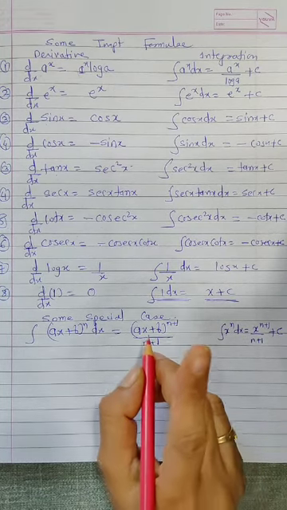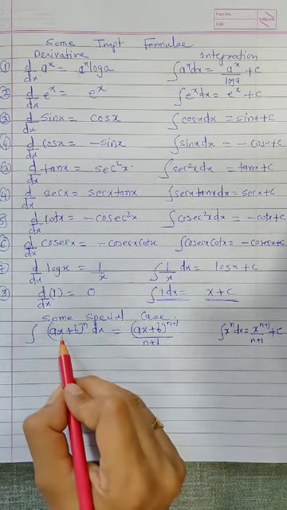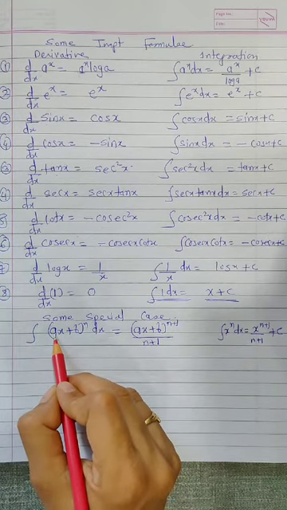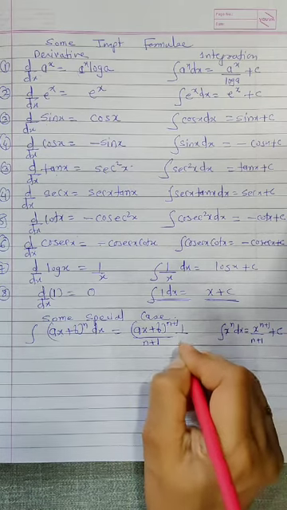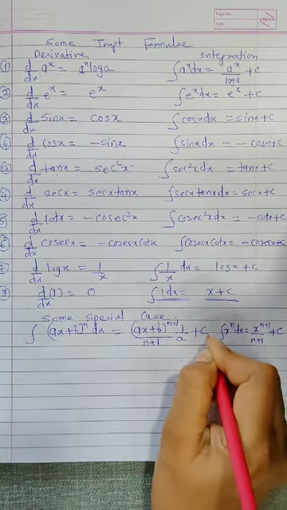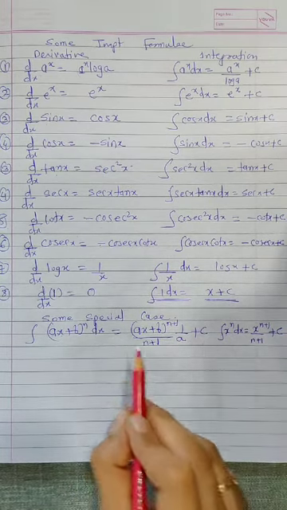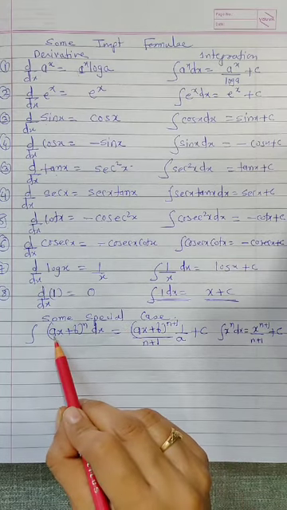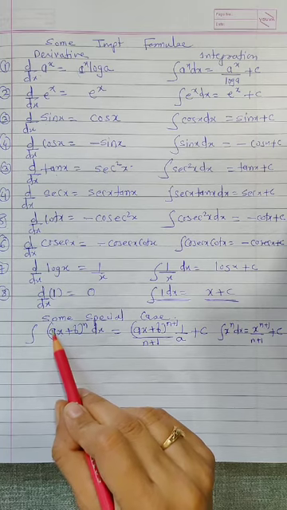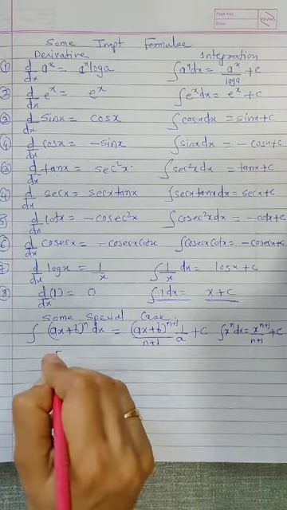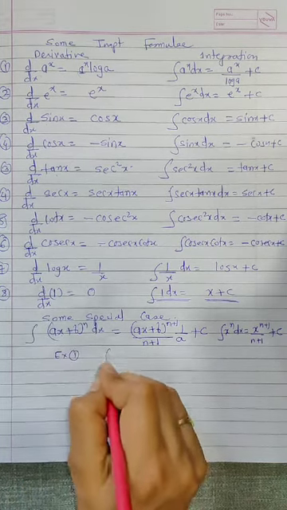But here you have to apply one more step. Whatever will be the coefficient of x, you have to divide by that. Now here the coefficient of x is a. So you have to divide by a, plus the integration constant c. So whenever the function is other than x, you have to divide by that coefficient in the formula. One simple example I will take.